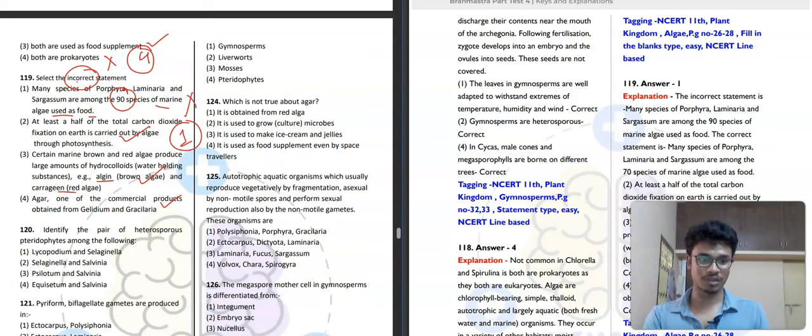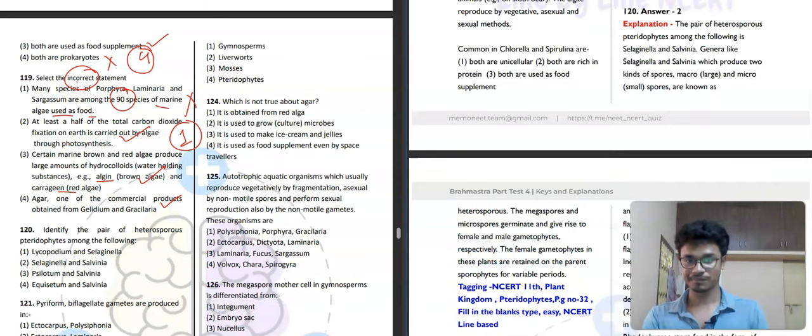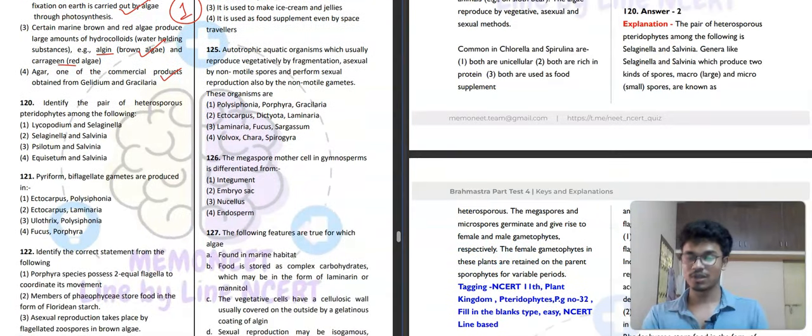Moving towards question 120. Identify the pair of heterosporous pteridophytes among the following. Lycopodium and Selaginella? No, Selaginella is one, but not Lycopodium. Selaginella and Salvinia, absolutely correct. Equisetum and Salvinia, no. Psilotum and Salvinia, no. So Salvinia and Selaginella will be the correct one. So the second option will be our correct answer for the pair of heterosporous pteridophytes.